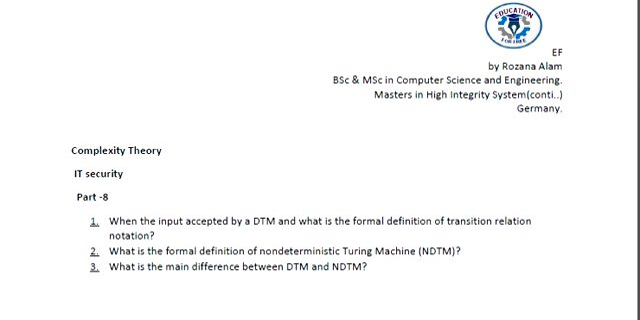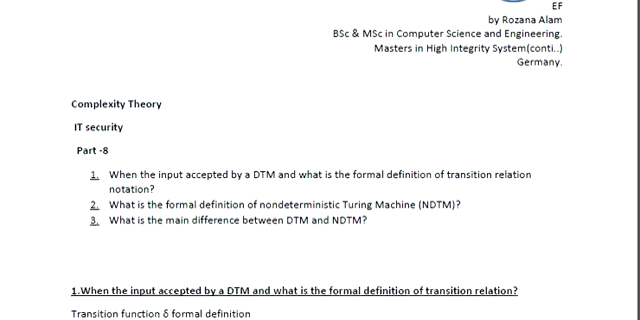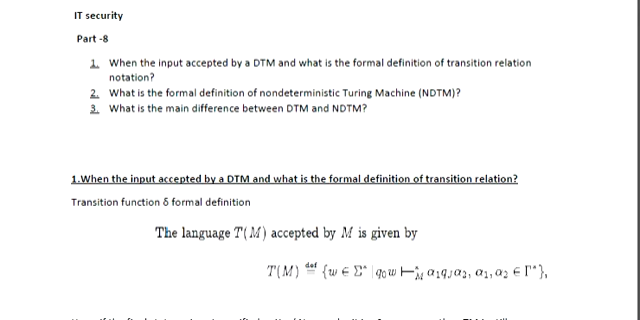And today I would like to discuss the formal definition of transition relation notation. After that, the non-deterministic Turing machine formal definition, and at the end I will discuss the difference between the deterministic Turing machine and the non-deterministic Turing machine. This is the 8th video of the complexity theory for IT security course. Now let's see the formal definition of transition relation.